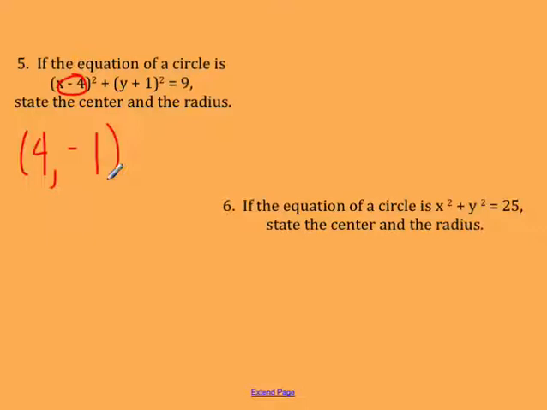Then we want to find the radius. Well, the radius is going to be the square root of that number right there. The square root of 9 is 3. So our center is (4, -1), and our radius is 3.